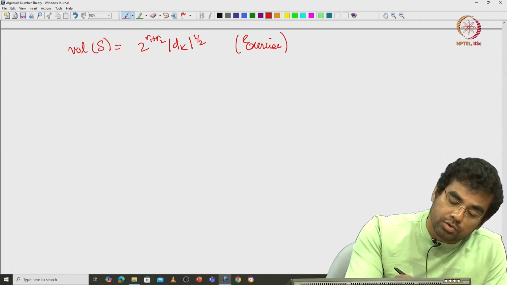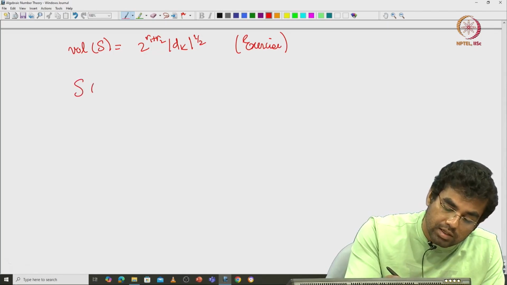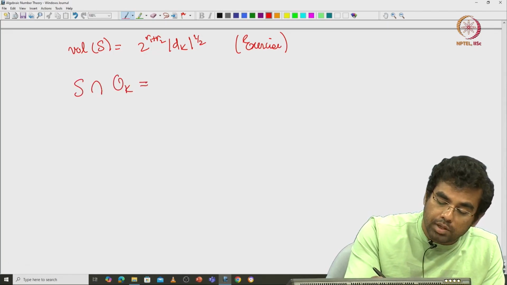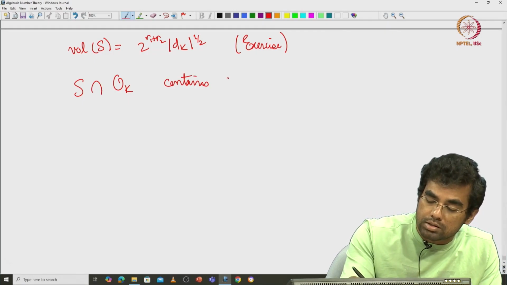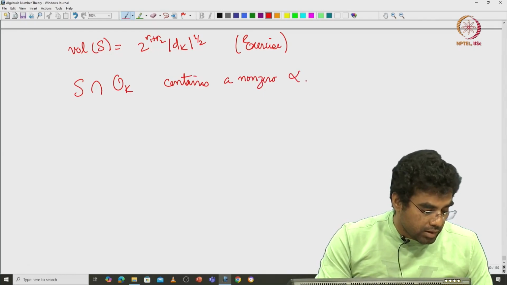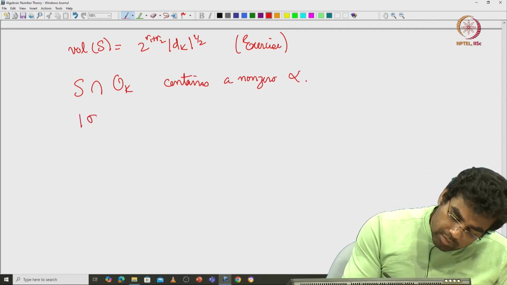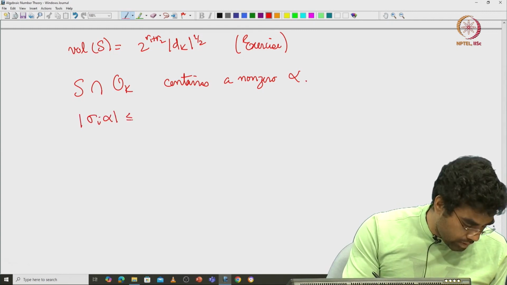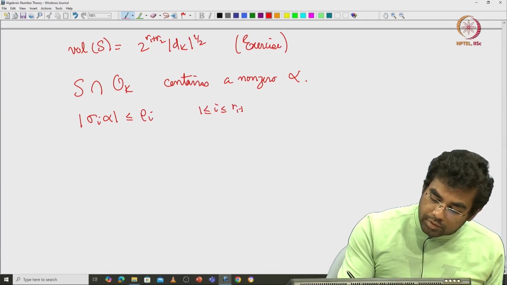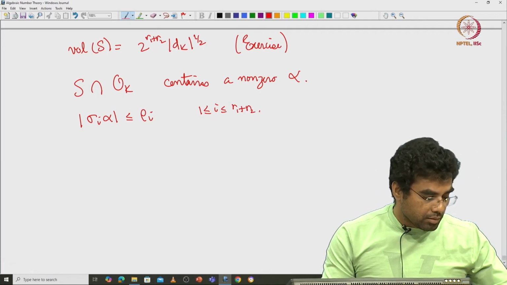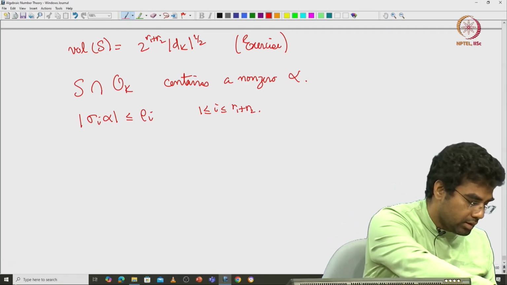So, what does this mean? So, by geometry of numbers, this means that S intersected with OK contains a non-zero element, a non-zero alpha. Okay. So, that is what it means. So, what is that? This is sigma i of alpha is less than or equal to rho i for all i's between 1 and r1 plus r2. Okay. So, that is fantastic.